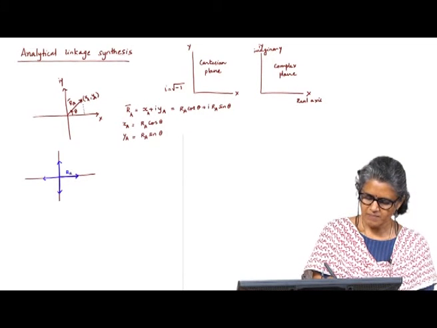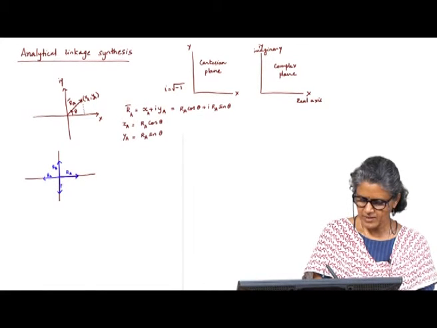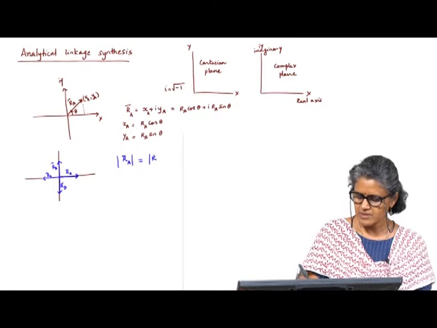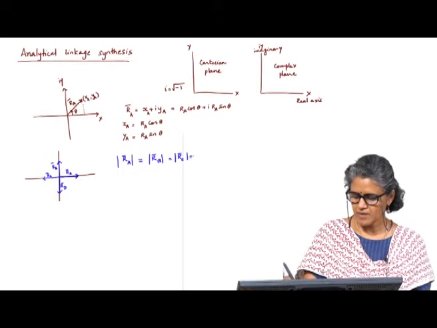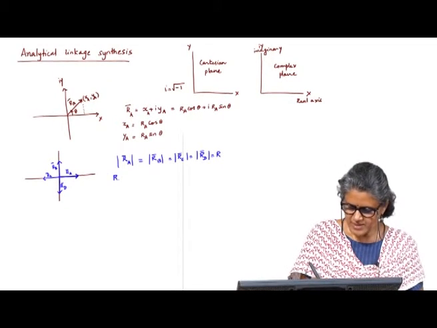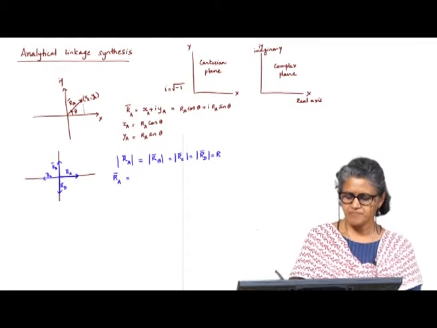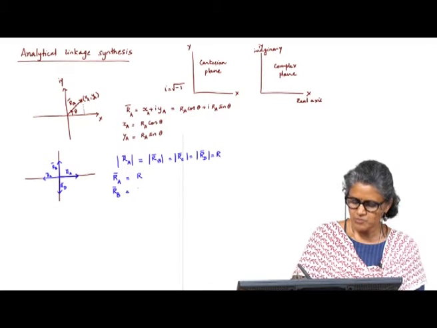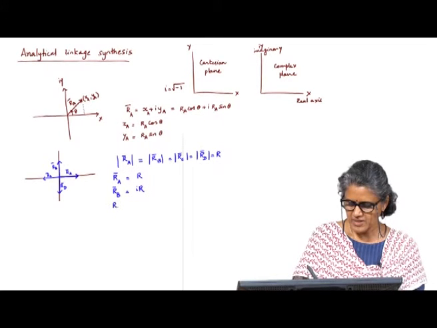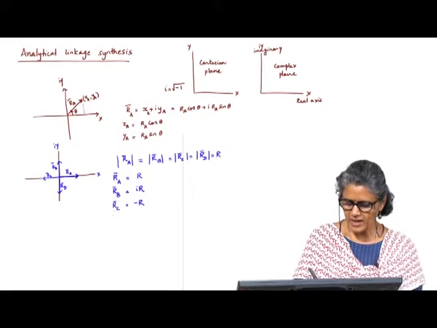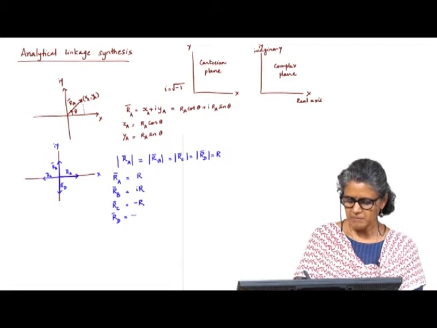Okay. We call these R A, R B, R C and R D. All these vectors have the same length, and let me call that R. So, I can write vector R A as just R. Vector R B would be I R. Vector R C is minus R, and R D is minus I R.